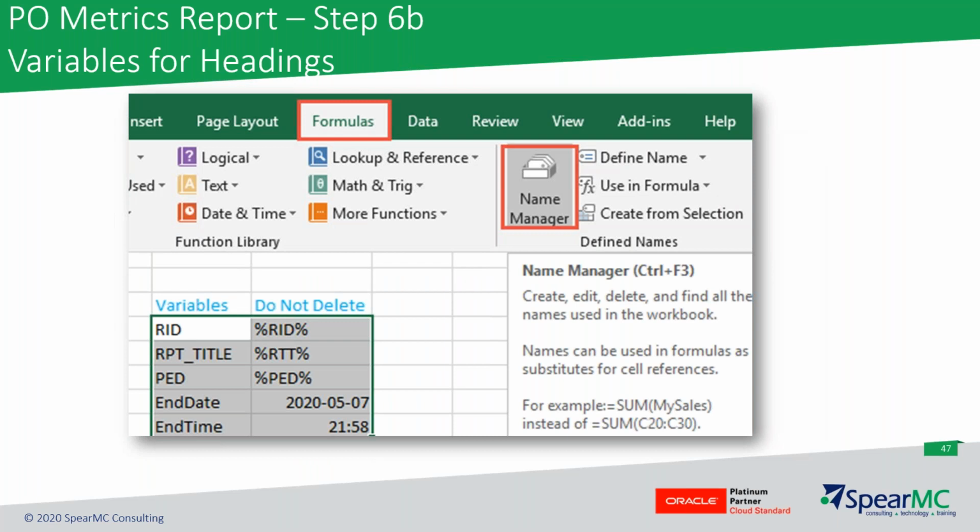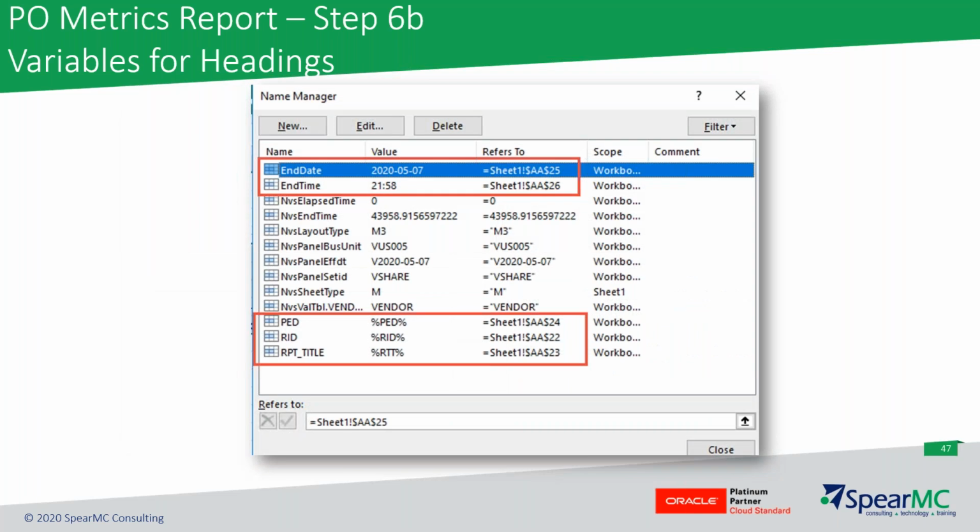Okay. So once I've done that, I'm going to double check and make sure that that got in the name manager in Excel. So formulas, name manager. And you can see I have the 5 fields. With one step of highlighting all the fields together, I was able to create all these names. Alternatively, you could go in and create one name at a time.